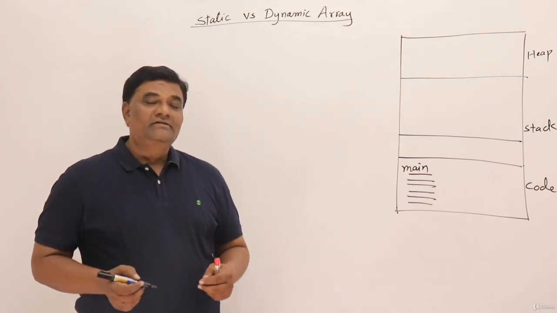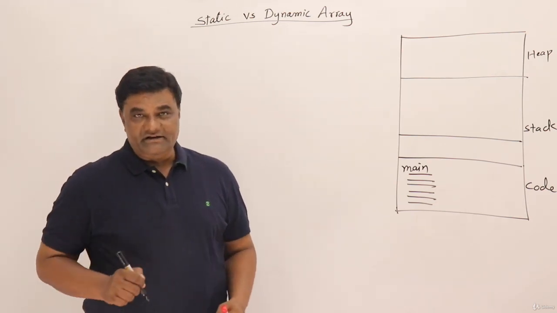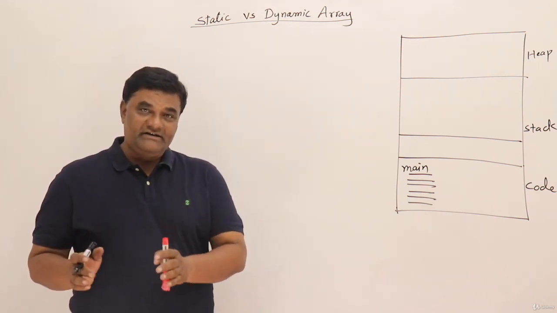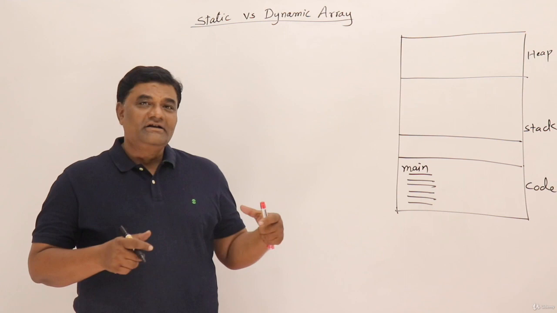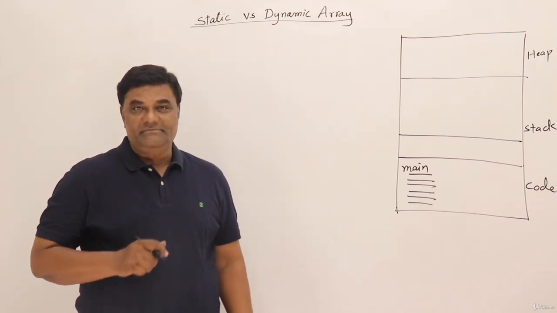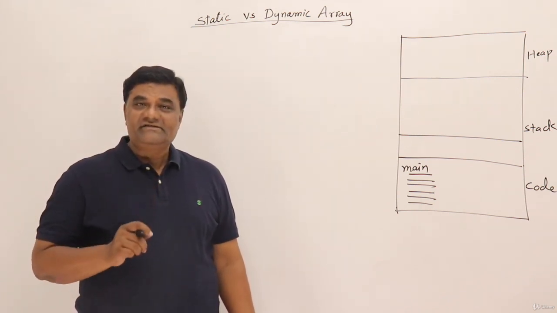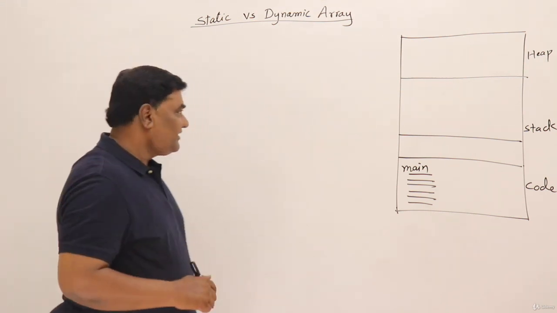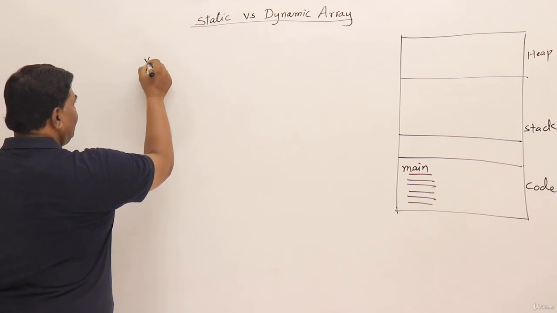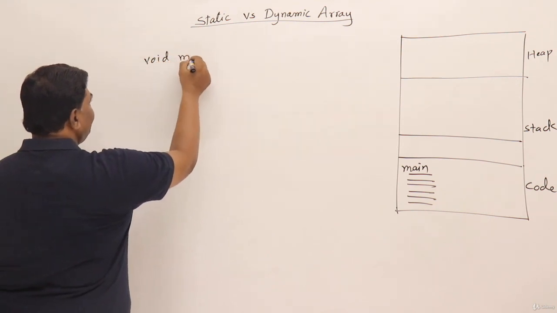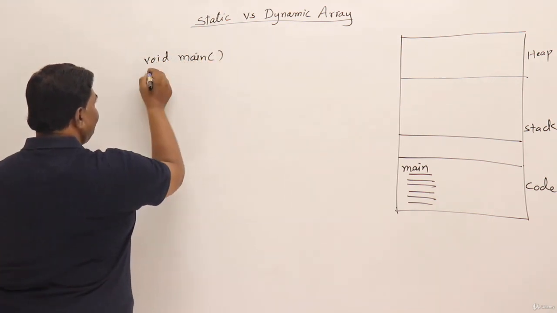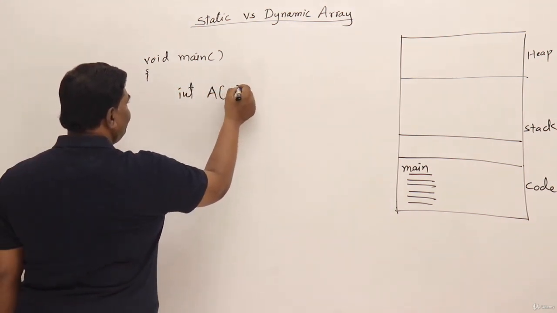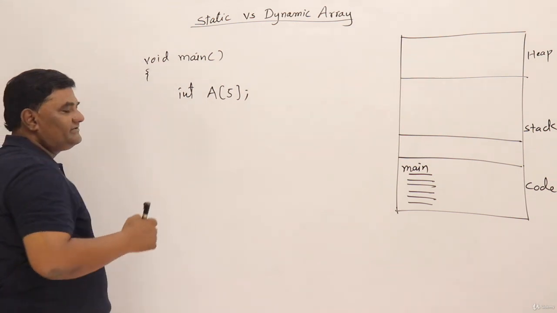Now let us look at static versus dynamic array. Static array means the size of an array is static, and in a dynamic array, the size of an array is dynamic. Once an array is created, its size cannot be modified. So in our programs, when we declare an array, for example, I have a function void main, and inside this function, I have declared an array of integers of size 5, then an array of size 5 will be created.